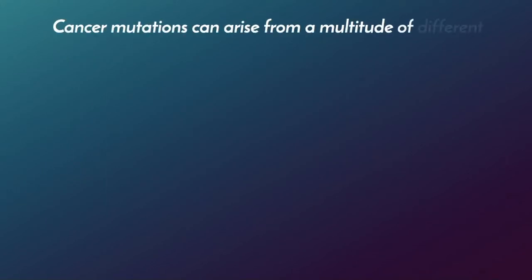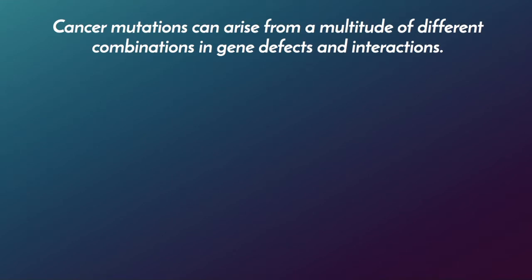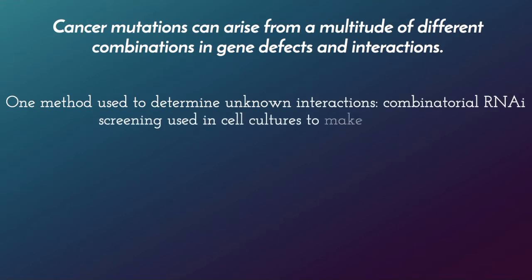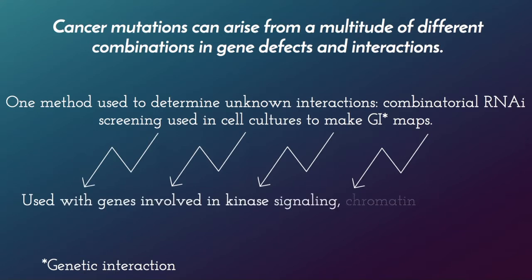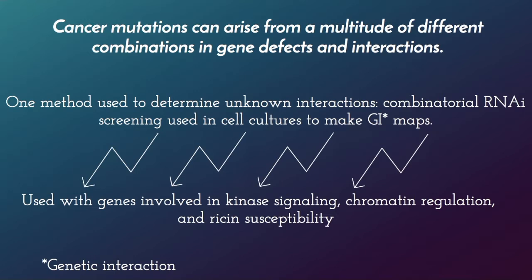Cancer mutations can arise from a multitude of different combinations in gene defects and interactions. One method used to determine unknown interactions: combinatorial RNAi screening used in cell cultures to make GI maps, used with genes involved in kinase signaling, chromatin regulation, and ricin susceptibility.